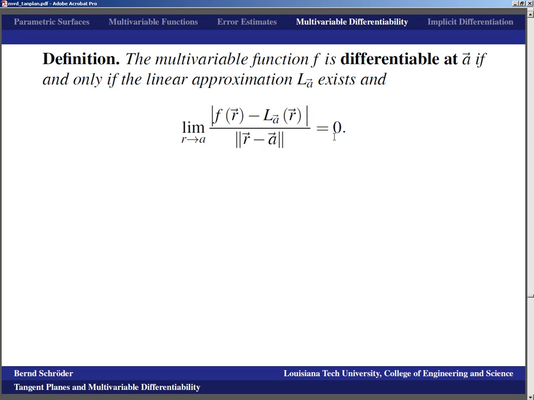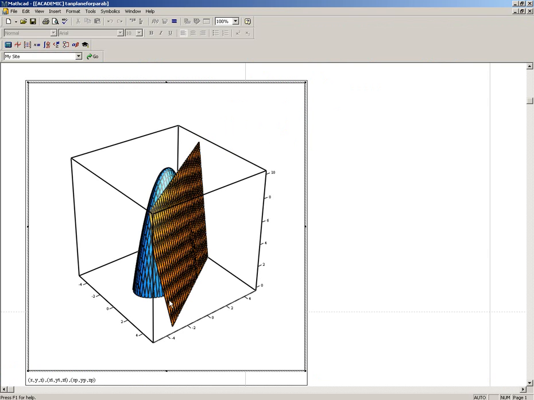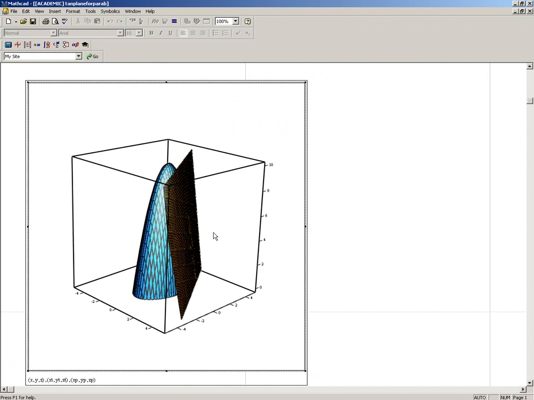So basically what that means is not only must those partial derivatives exist so that I can define the linear approximation or the tangent plane, but the difference between the function and its tangent plane must go to 0 very, very fast. It must go to 0 faster than the distance of the point at which we compute this difference from a. And so this really is what we have also seen with this tangent plane here.